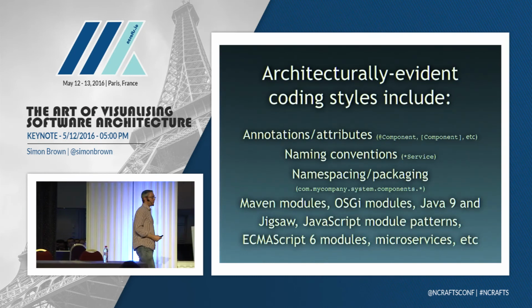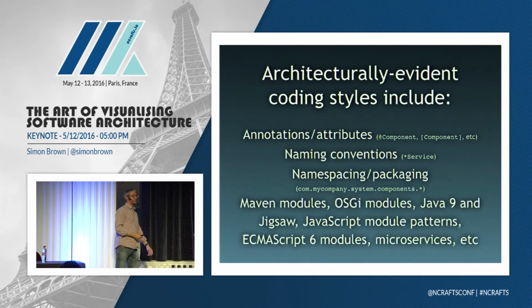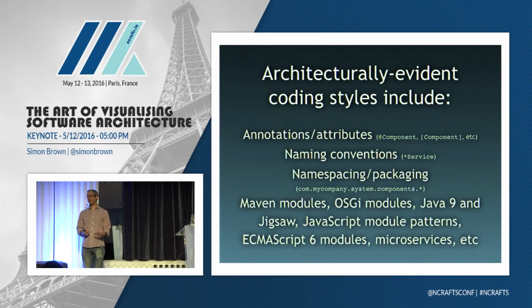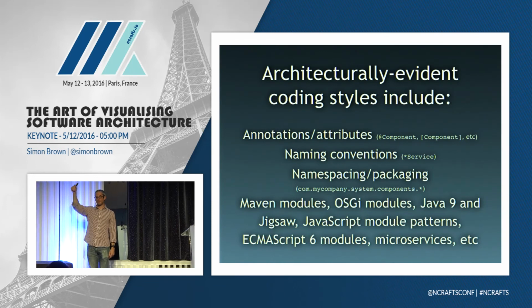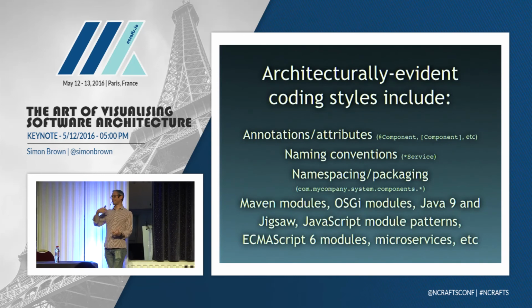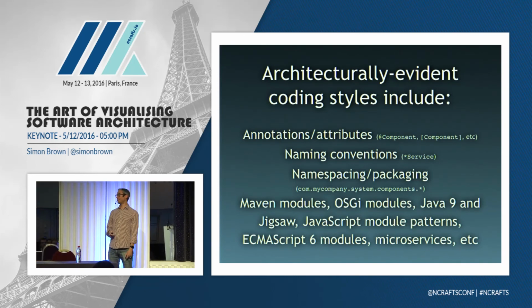Maven modules, OSGi modules, Java 9 modules in the future. JavaScript is a bit tricky, but actually, microservices is another really good example. If anybody here is doing a microservices style architecture, and I ask you to draw me a picture, you'll probably draw me a picture of a bunch of services collaborating. I'm pretty confident I can find each of those services in the code fairly easily. So there's a nice one-to-one mapping between the concepts.